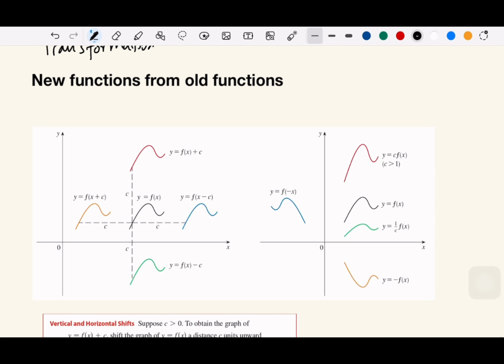Another thing is on the right side here.